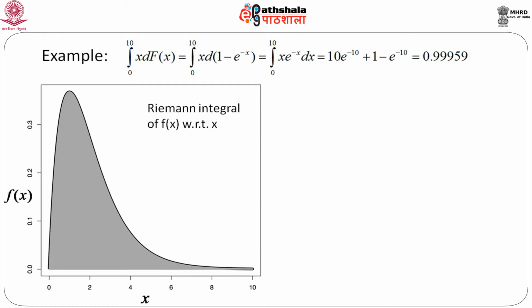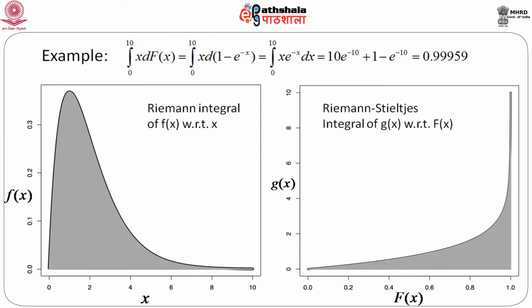So, this gives us the Riemann integral. This is the x axis and this is the plot of small f(x). Small f(x) is x into e to the power minus x. So, this is the Riemann integral with respect to x. This is the area under this curve, and this is the Riemann-Stieltjes integral. Here we are integrating x, which is nothing but g(x) in this case, with respect to capital F(x), that means this axis we plot as capital F(x).